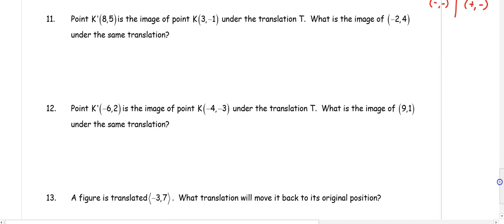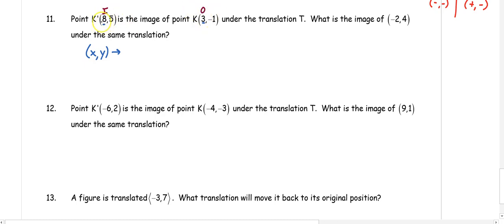3 more problems to look at. So K prime is the image. Remember that K prime is the image of the point K, 3 comma negative 1, under the translation T. So K is my original point. What is the image of negative 2, 4 under the same translation? So first, we need to make a translation rule by looking at the 2 points we are given. So how does x to y change? I'm going to look at my x coordinate.